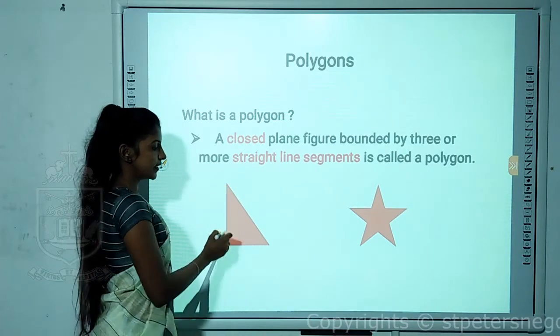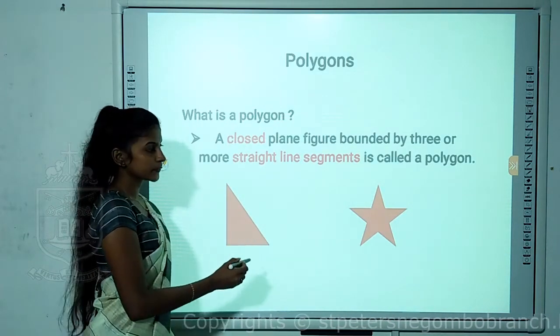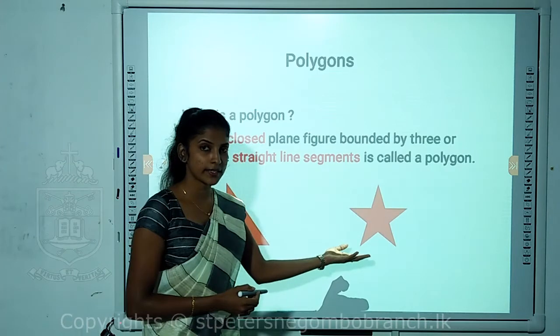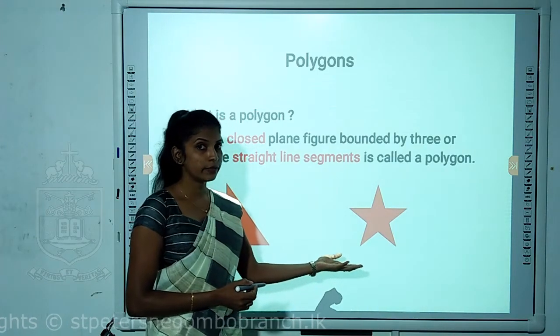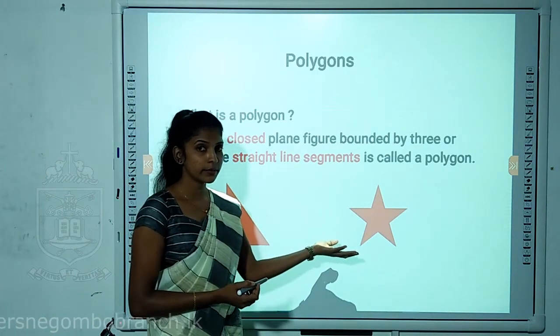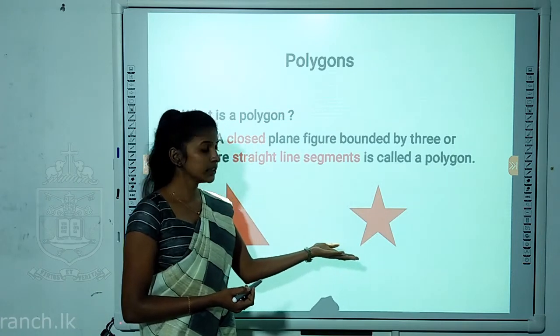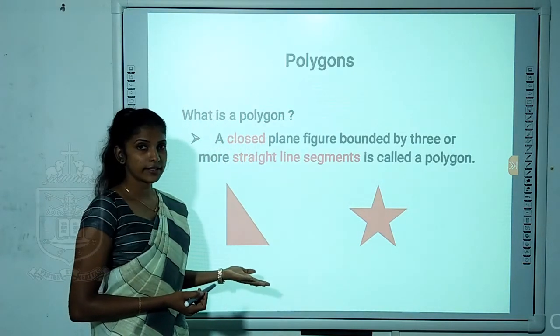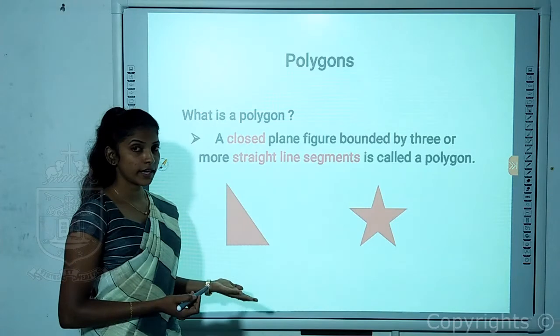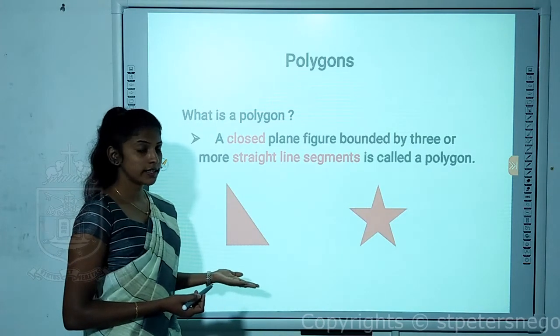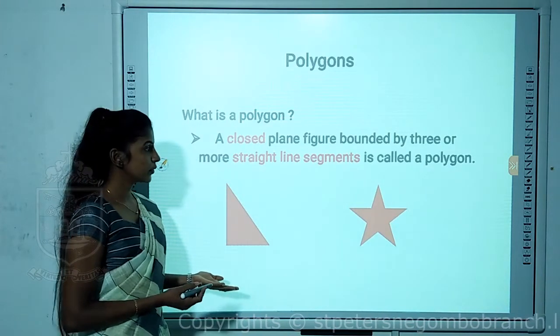Here you can see three sides, and here you have more than three sides. So we can't draw a plane figure or a polygon with less than three sides. The minimum number of sides for you to draw a polygon is 3. Okay.